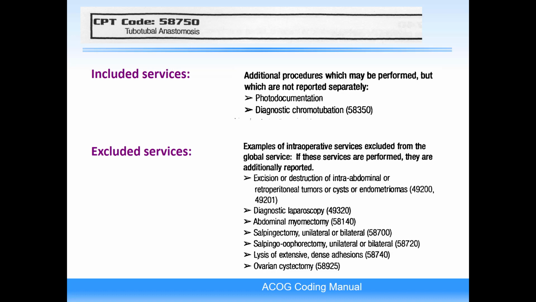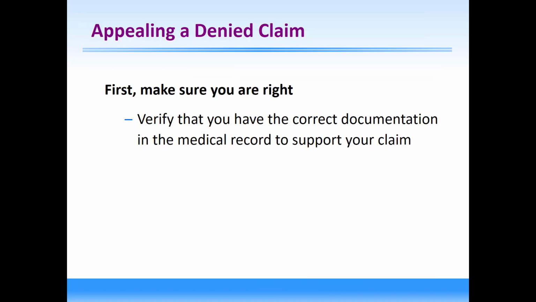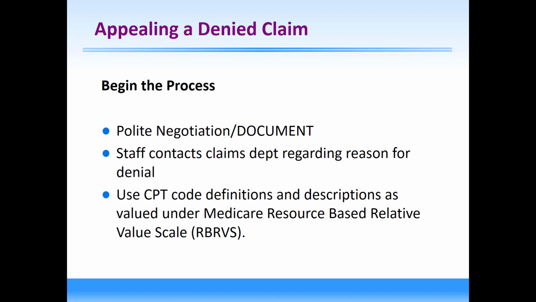So you go back and verify that you have the correct documentation in your medical record to support the claim. Does the op report reflect the fact that you did an abdominal myomectomy? Perhaps your op note was dictated by a resident and they neglected to include that. So verify that you have the correct documentation to support your claim. Once that's done, you want to begin the appeals process. You begin with polite negotiation. It's very important to document every person you talk to, the date and time. Initial negotiations will probably take place with your staff. They'll contact the claims department and try to obtain the reason for a denial.